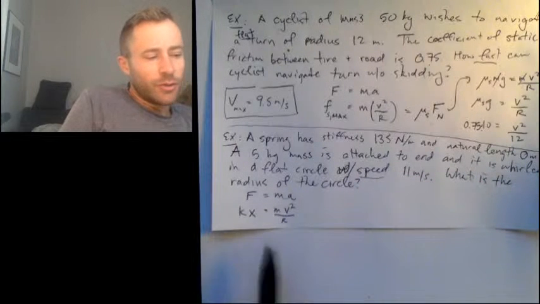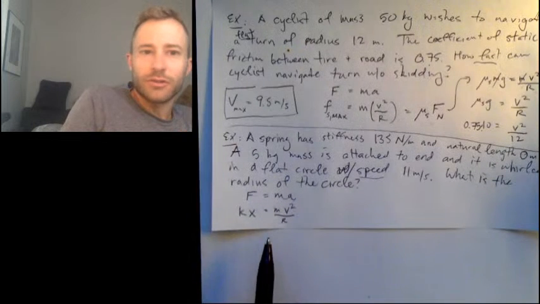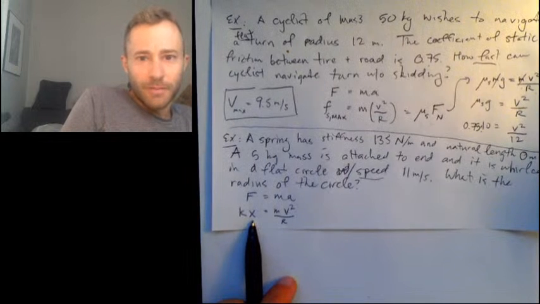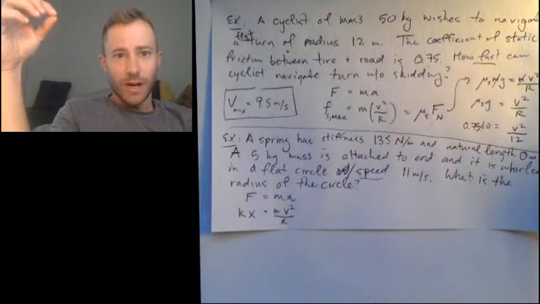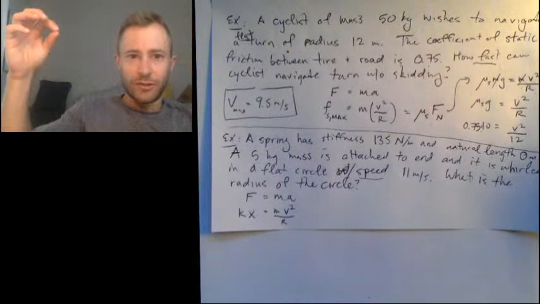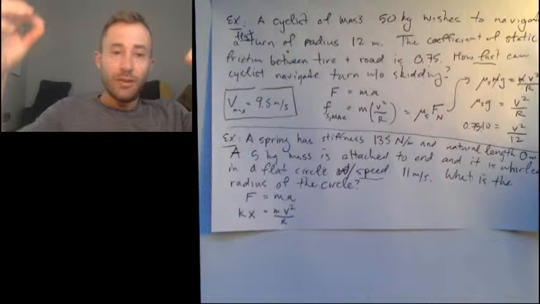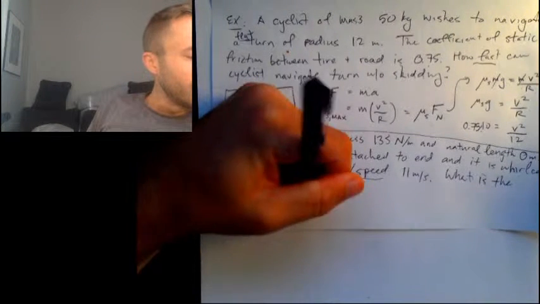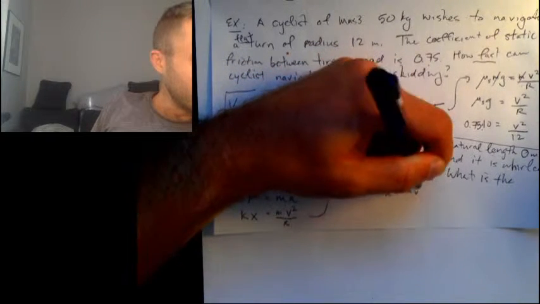Remember, x represents the distance beyond the natural length. So because the natural length is 0, if you have a circle of radius r and this spring is stretched, then the amount that the spring is stretched is equal to the radius, okay? So for this particular problem, we have kr equals mv squared over r.